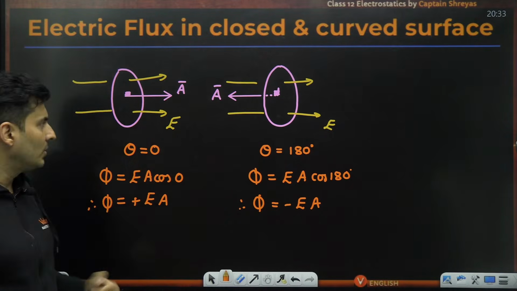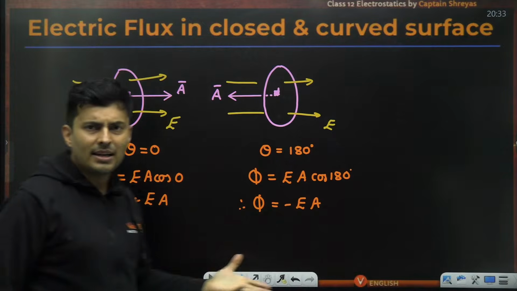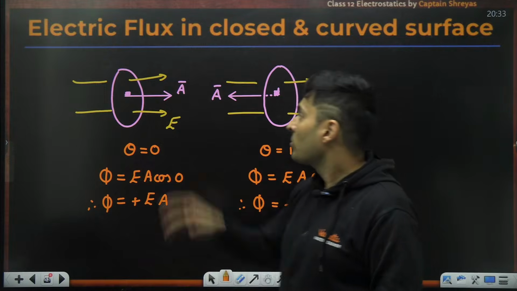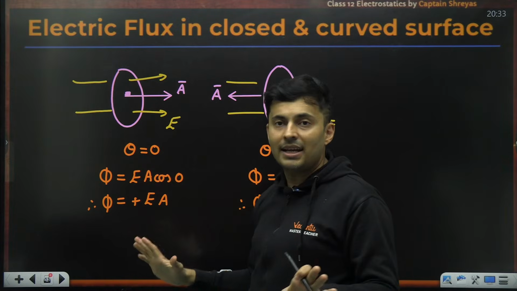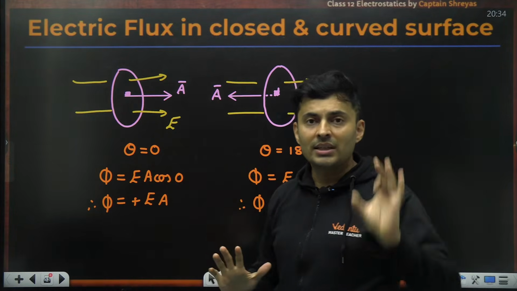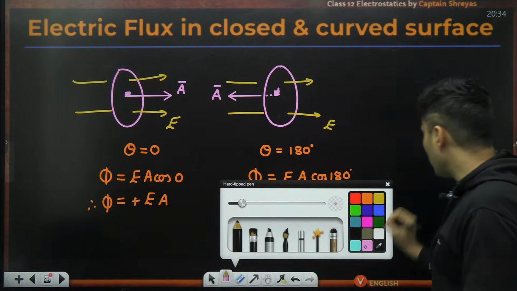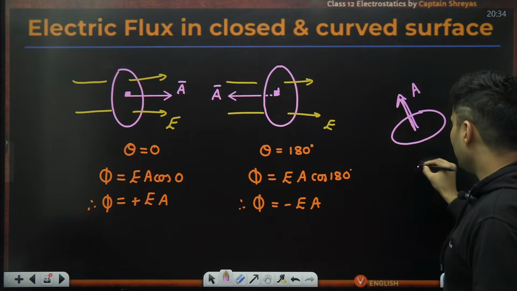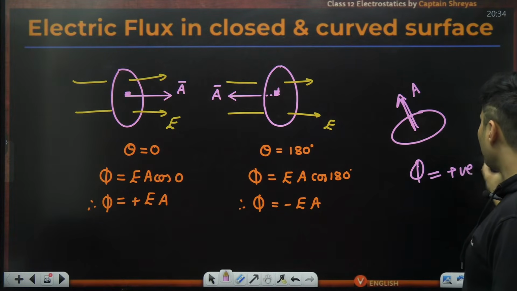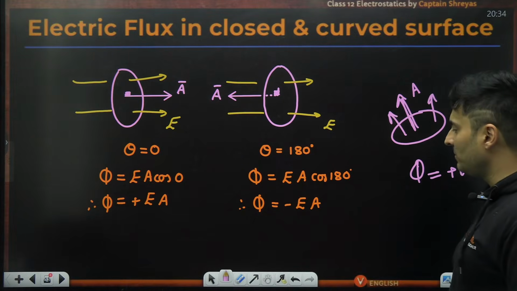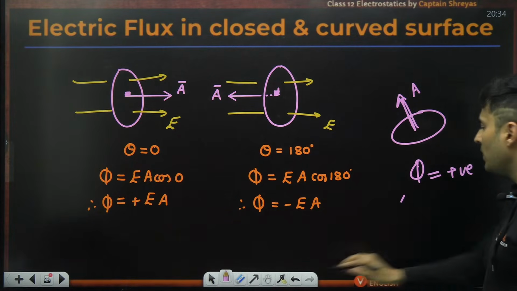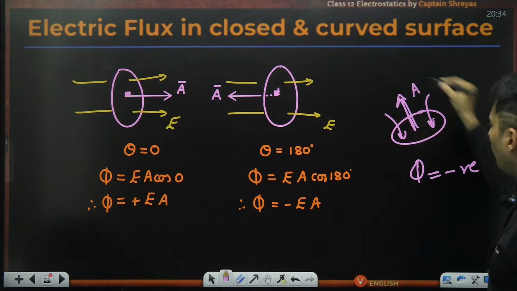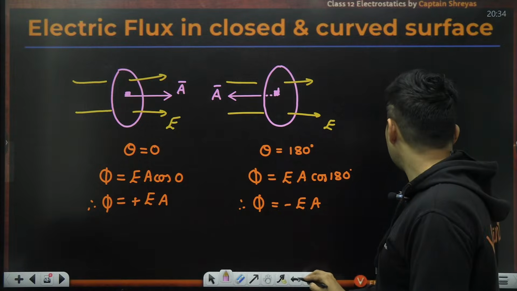So what does this tell you? If you choose an area vector, the choice is completely yours, and the flux comes out to be positive, that means the field is passing in the same direction as the area vector. For example, there is some area like this and I take the area vector in this way and the flux comes out to be a positive value. It means the electric field line is going in the same direction. If by chance the flux comes out to be negative, that means the field lines are going in the opposite direction. That is the only significance.